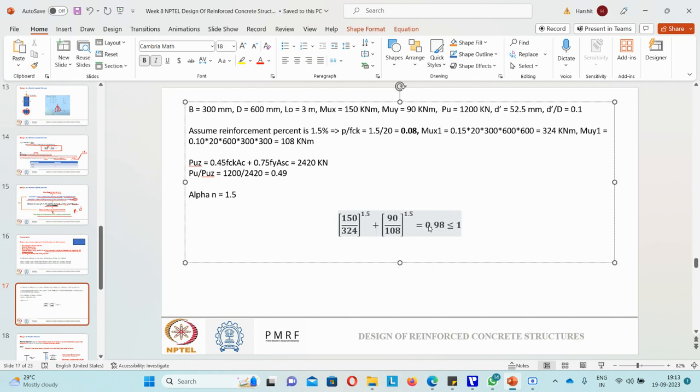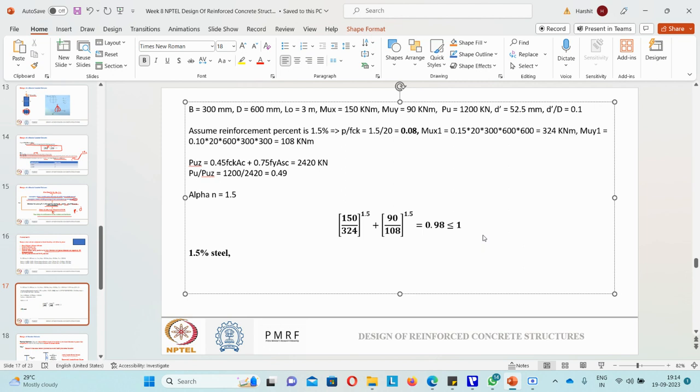If it comes like this, we can assume that the percentage of steel that we have provided is safe for design. Suppose your value comes out to be 1.08 or something, then you need to change this percentage. Take this percentage as 2, again calculate Pu by fck, again calculate both the moments, and again do the calculation. Right now I am assuming this is true, so our design is safe with 1.5% steel.